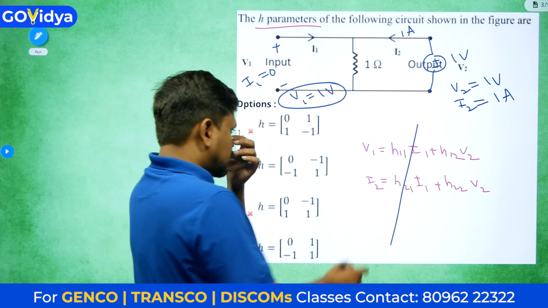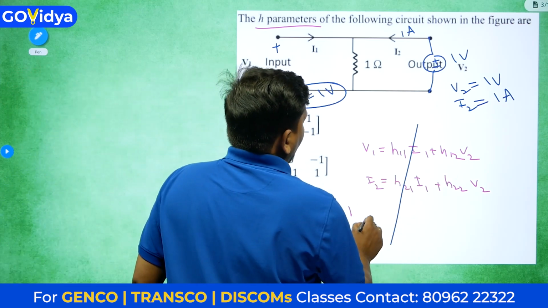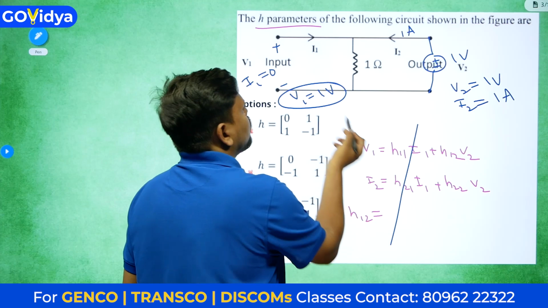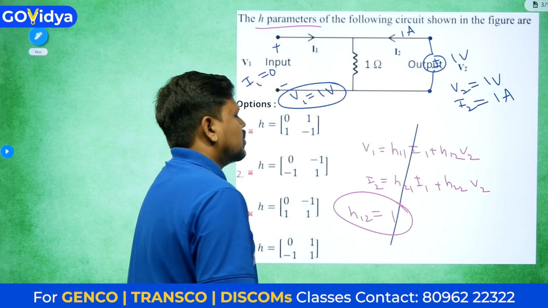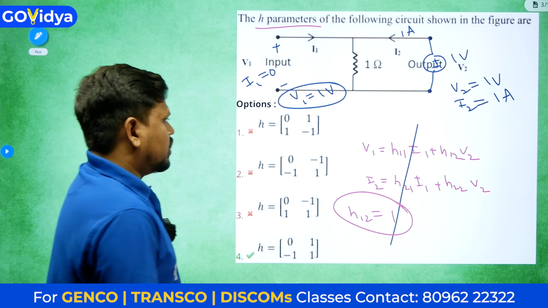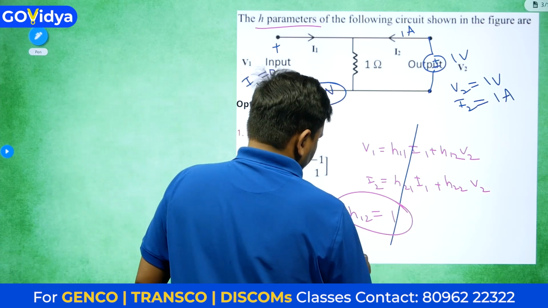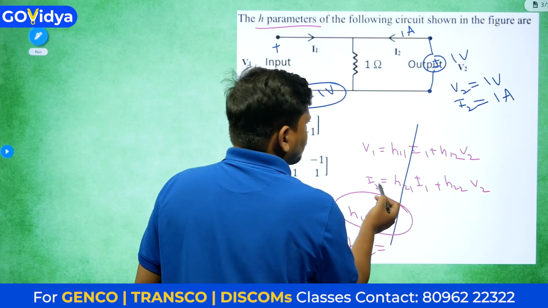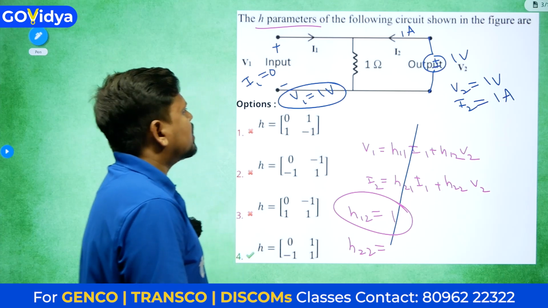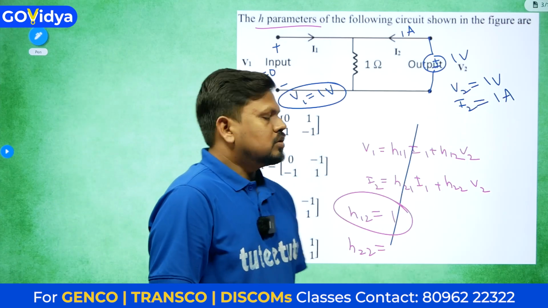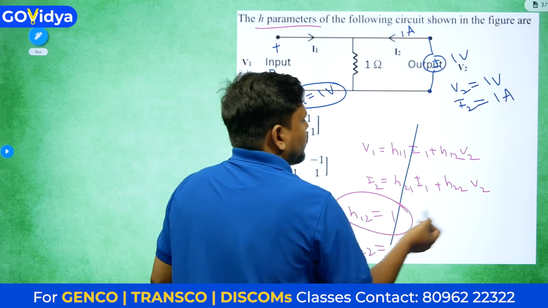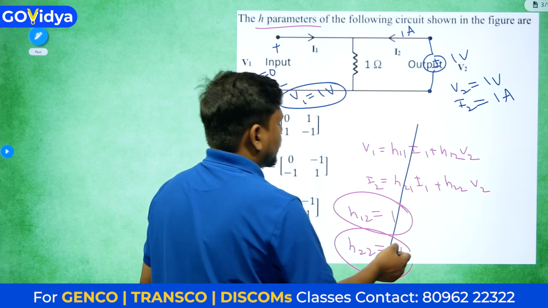So immediately, what is H12? H12 equals V1 by V2. V1 is 1, V2 is also 1, so it will be 1. H12 equals 1. Next one, H22. What is H22? I2 by V2. What is the I2 value? I2 value is 1 and V2 value is 1. So I2 by V2 is also 1.